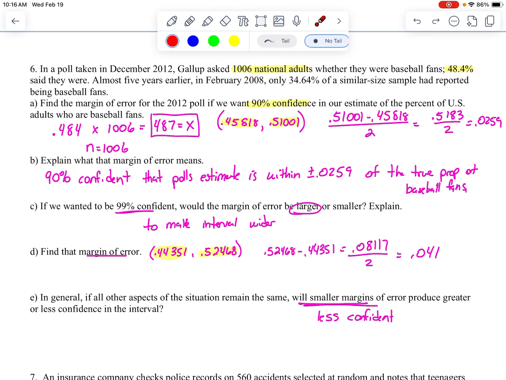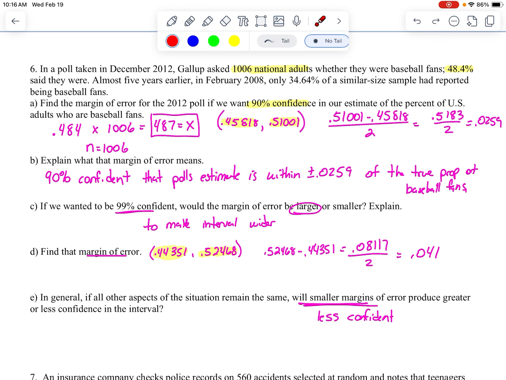Now I want to create a margin of error. So the proportion in the middle is going to be this guy right here. The 484 was the proportion in the middle, and then we had a margin of error that went to the left and a margin of error that went to the right. So really to find that margin of error, we're just going to find the distance across my interval. So we're going to subtract those two values, divide that in half, and so 0.0259 was going to be the margin of error there, just by some calculations versus working with the equation itself.